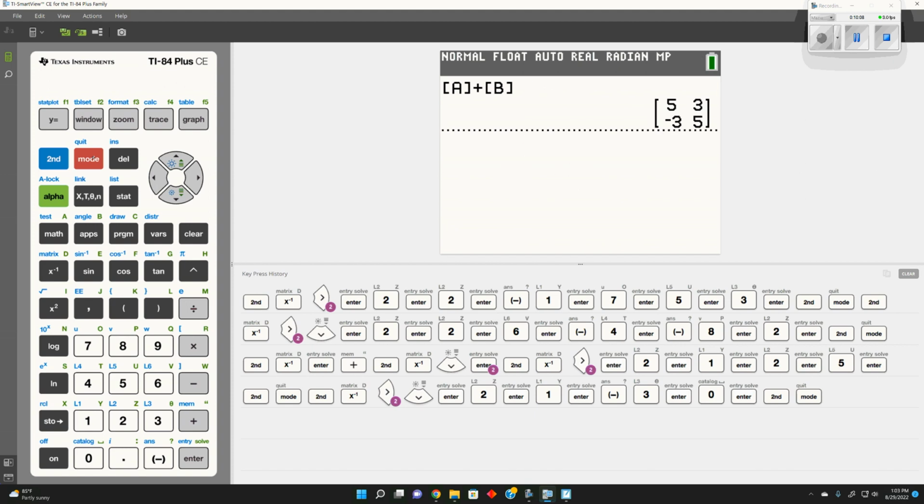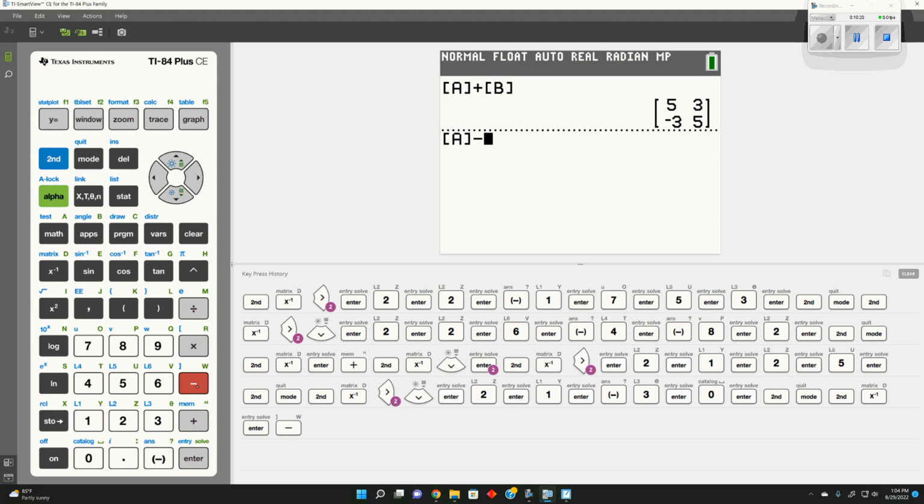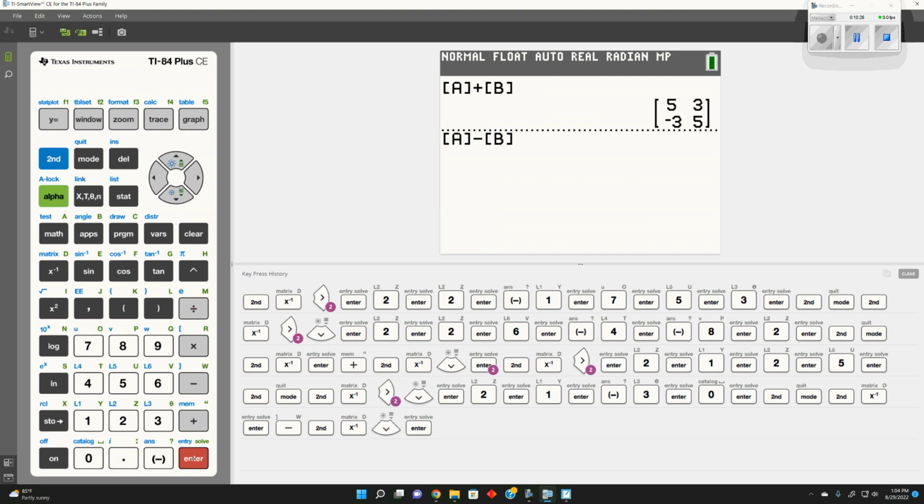Now, we'll need the second quit, so we go back to the home screen. So the first thing we need to call up is matrix A. So we can say second matrix A, but this time we're subtracting from it second matrix B. And we get 5, 5. Any other questions on any of this here?